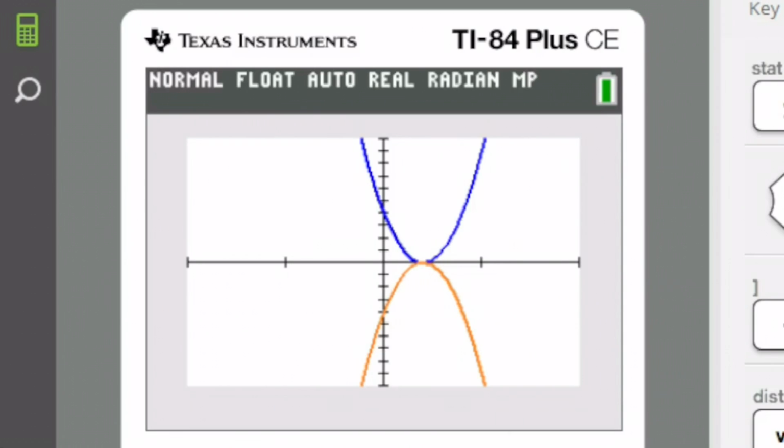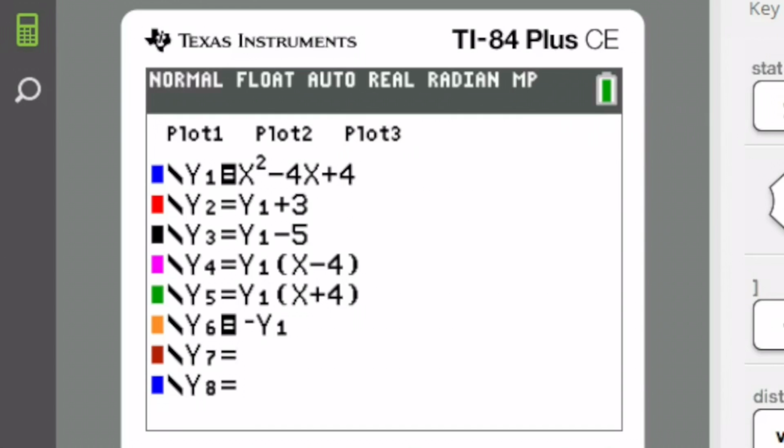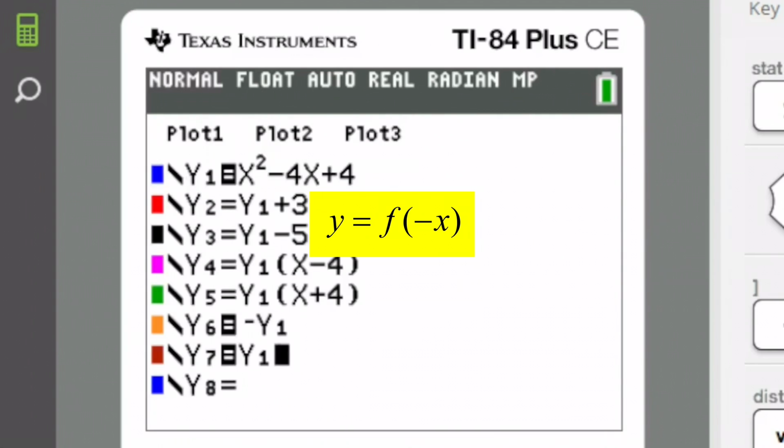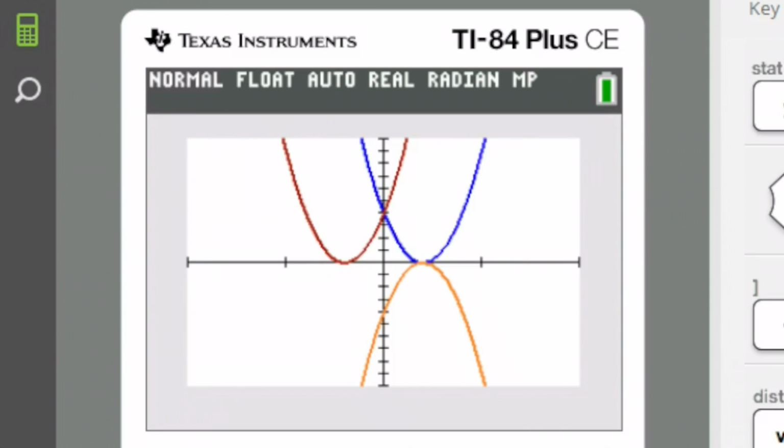Similarly, if I wish to reflect the original blue curve about the y-axis, in terms of the notation, that is related to f(negative x), so that we can try to input the notation Y1 first, and then open bracket, and then we input negative x, and then close bracket. Then we can see that the new dark red curve is exactly the reflected image of the original blue curve about the y-axis.